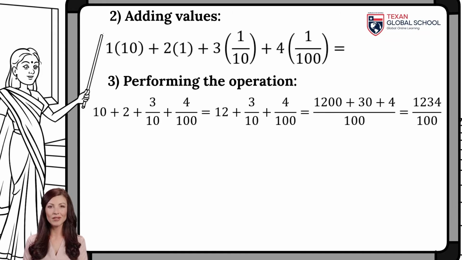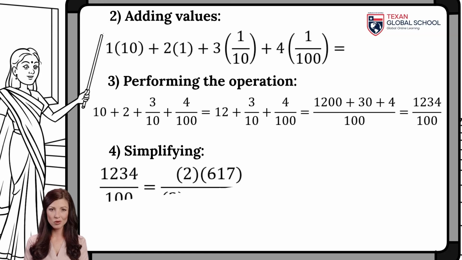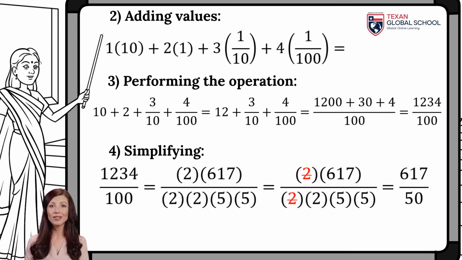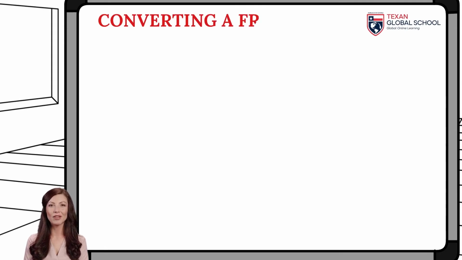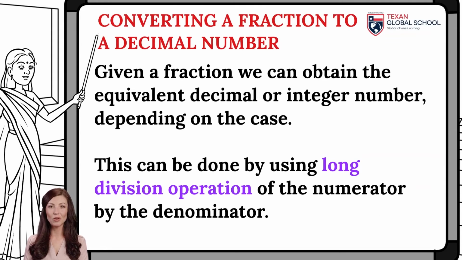As we mentioned, a faster way is to move the decimal point to the right to the last digit. The number of places the decimal point is moved is the number of zeros in the denominator. Simplifying the fraction then, we obtain 617 over 50. Now, given a fraction, we can find the equivalent decimal or integer number, depending on the case.